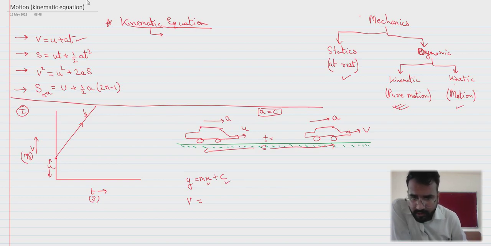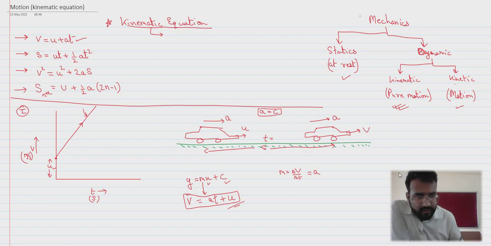As we can see, u is termed as constant, so in place of c we can write u, and in place of x we can write the term t, and in place of m we can write the slope value, and we very well know slope is what? Delta v by delta t as per the graph, which is the acceleration, so we can write acceleration. So the slope of the line defines this statement.